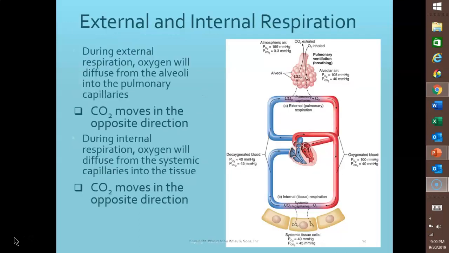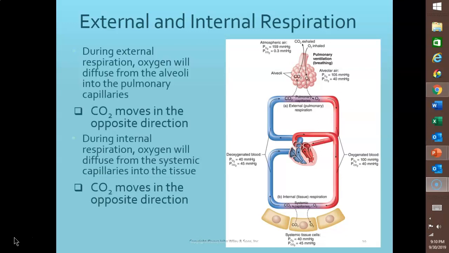All right, after discussing Henry's and Dalton's laws of the way gases move, let's talk about the way gases move in the respiratory system. So we talked about pulmonary ventilation being the first step of respiration. So let's move now into the second step, which is external respiration or pulmonary gas exchange. It's the diffusion of oxygen from the air in the alveoli of the lungs to the blood in the pulmonary capillaries, and the diffusion of CO2 in the opposite direction.